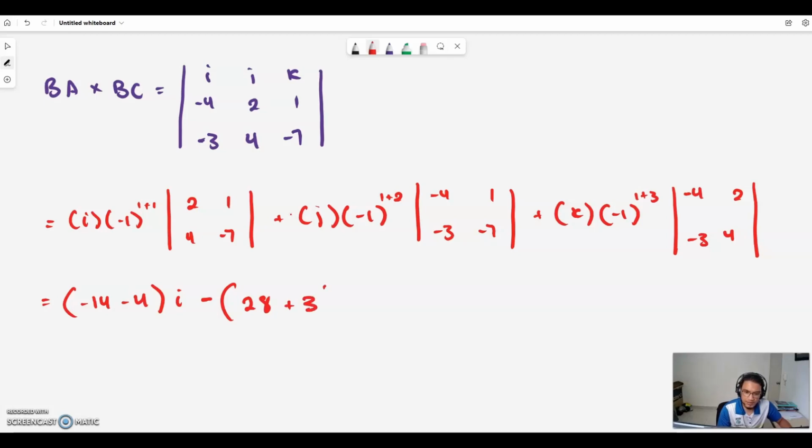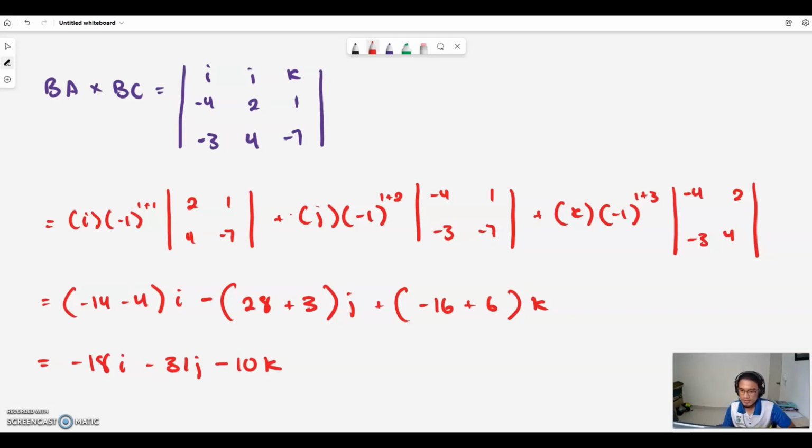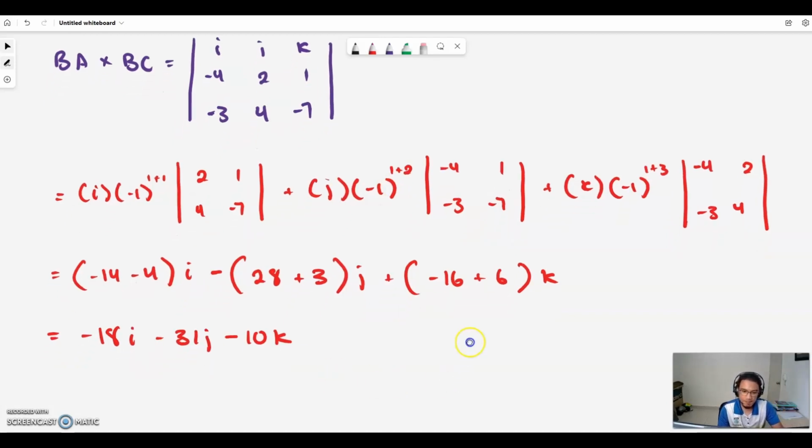Plus 3j, and negative 16 plus 6k. So it will be equal to negative 18i, minus 31j, and here will be negative 10k. So that is the expression from the cross product.